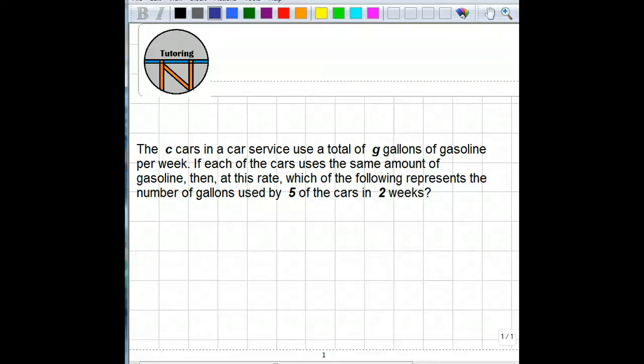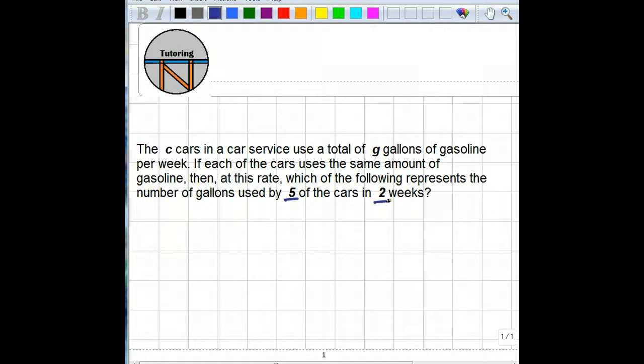Today we will be looking at the College Board's question of the day for February 9th. The question reads, the C cars in a car service use a total of G gallons of gasoline per week. If each of the cars uses the same amount of gasoline, then, at this rate, which of the following represents the number of gallons used by 5 of the cars in 2 weeks?